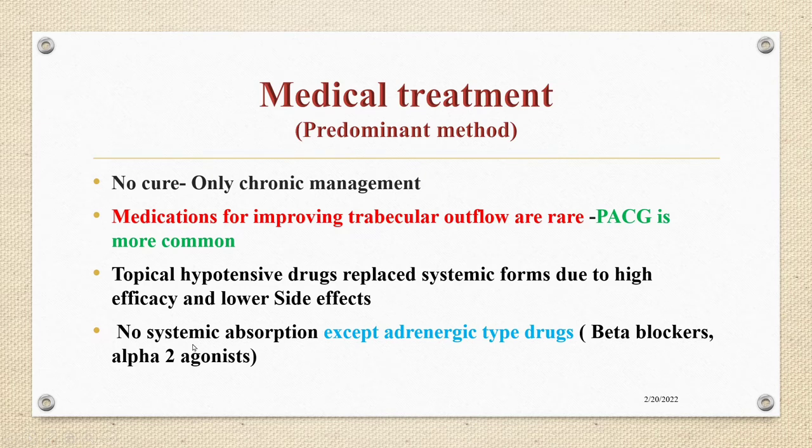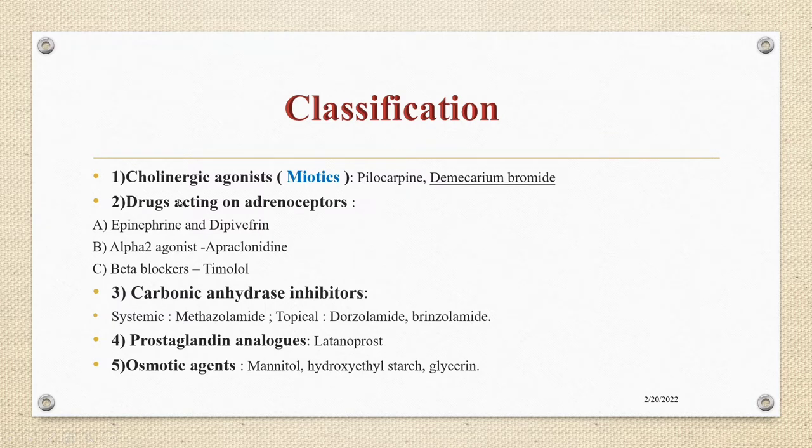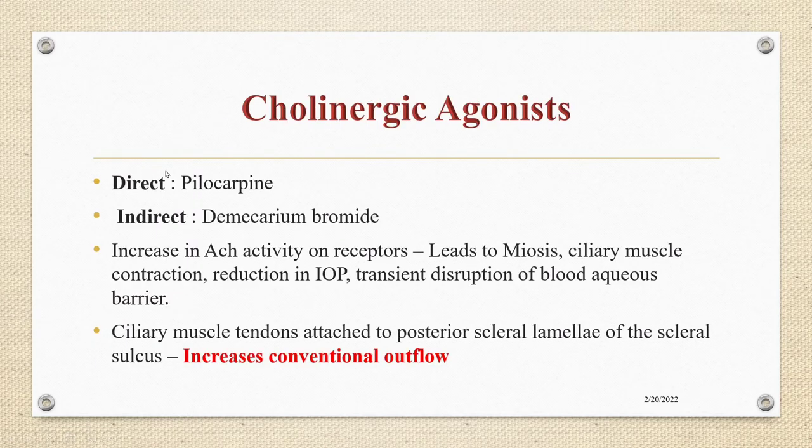Mostly we are using topical drugs rather than systemic drugs because of the side effects with the systemic drugs. Most topical drugs will not absorb into the systemic circulation, except adrenergic type of drugs, which are beta blockers and alpha 2 agonists. So this is the simple classification for the drugs used for glaucoma: cholinergic agonists, drugs acting on adrenergic receptors, carbonic anhydrase inhibitors, prostaglandin analogs and osmotic agents. Of these, the carbonic anhydrase inhibitors and beta blockers are clinically used mostly.